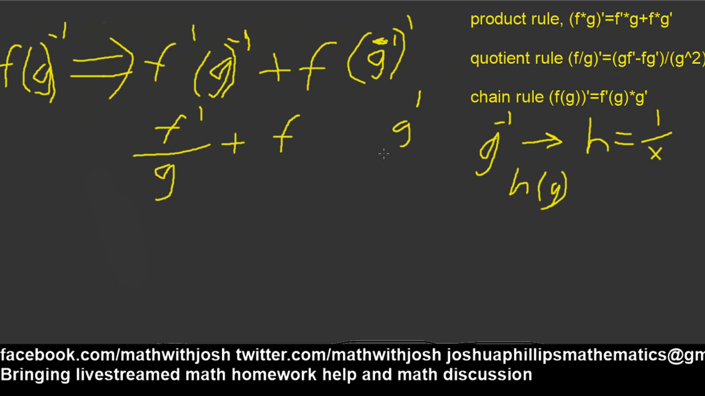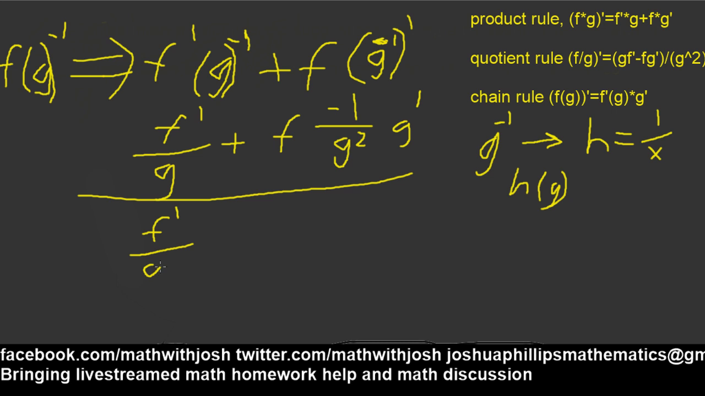Well, the derivative of 1 over x, and hopefully you learned this, it should be in your elementary tables, is negative 1 over x squared, which in this case is g squared. So we have f prime over g plus f times negative 1 over g squared times g prime. Let's go one more line down. We get f prime over g plus f g prime over g squared. I'm sorry, since this is a negative, we will actually need a minus sign in the middle here. And this is actually the quotient rule, right? This formula is in fact the quotient rule.